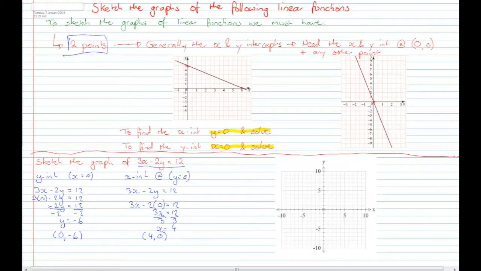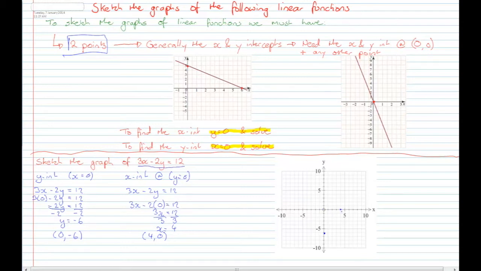So we're going to use the y-intercept first of all, so we're going to go to 0, negative 6, so you go to 0, and you go all the way down to negative 6, and you plot the point. The next one, the x-intercept, you go across to 4, 0, so you go across to 4 on the x-axis and 0 on the y-axis, so you don't go up at all, and plot the point.